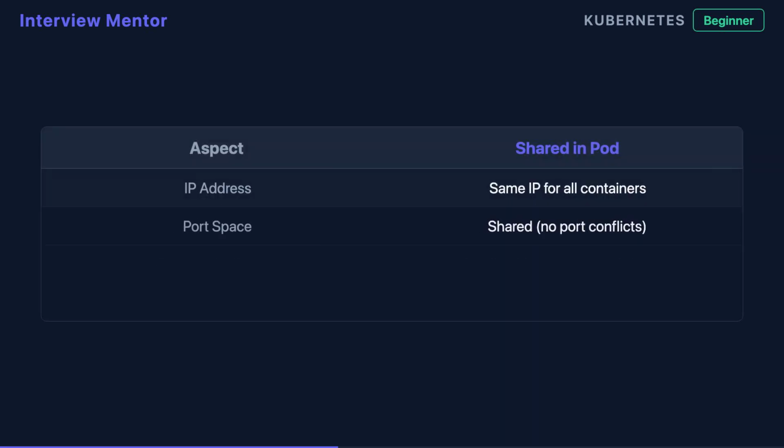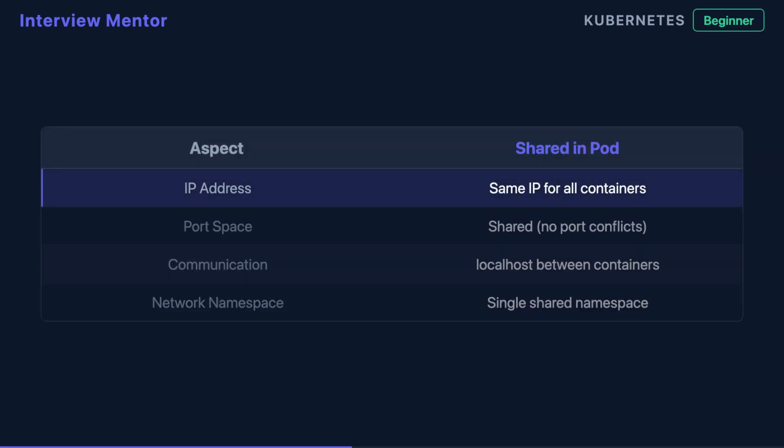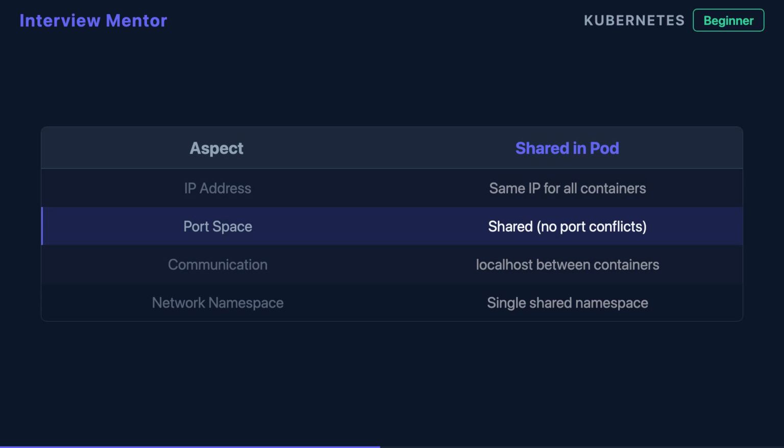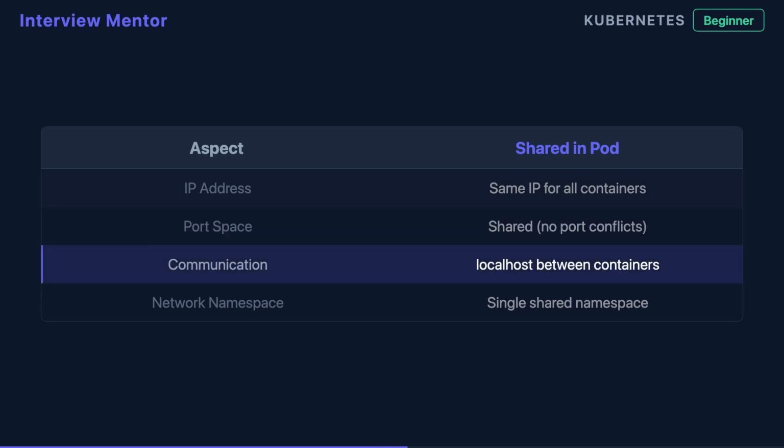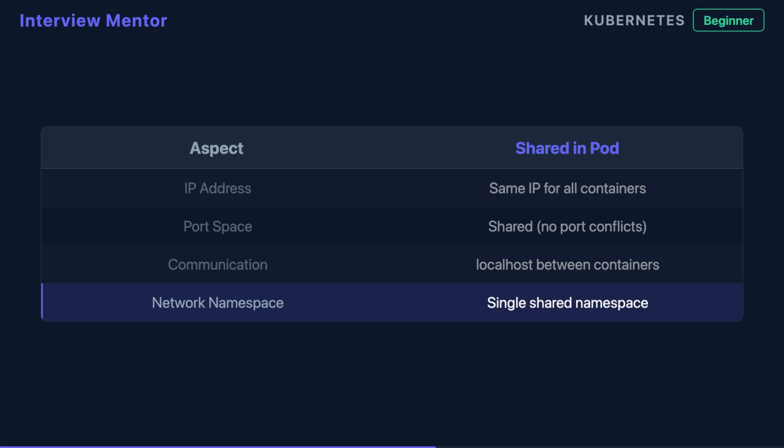Containers inside a pod share a network namespace. This means they all have the same IP address and can communicate on localhost. If container A listens on port 8080 and container B wants to connect, it just uses localhost:8080. They share the same port space, so you can't have two containers listening on the same port.